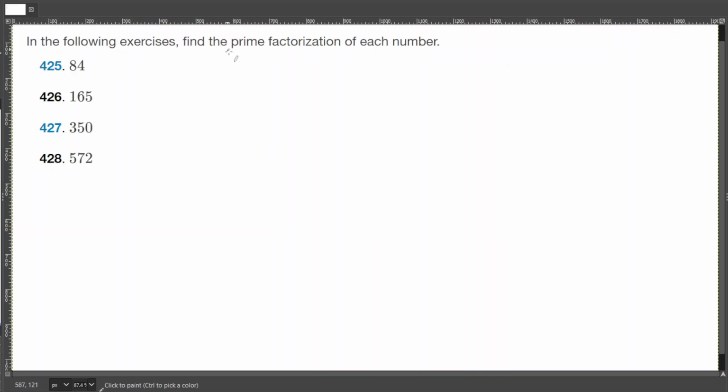So today we're actually going to find the prime factorization of each number. This one always gets me excited. I love this stuff. So we're going to start off with 84, okay?